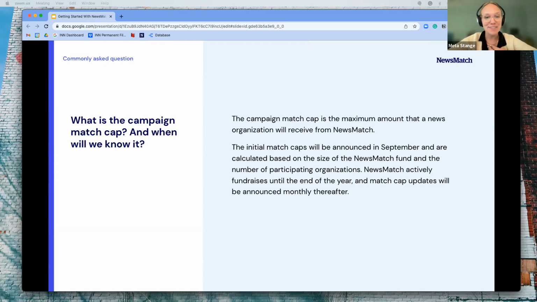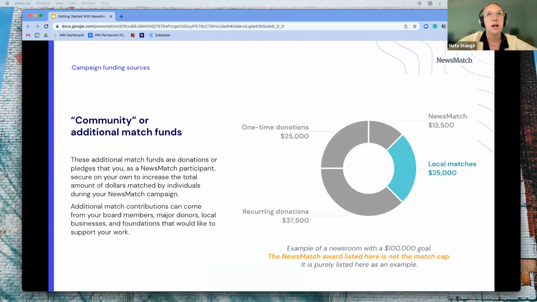While I think more money for your organization is always a good thing, we've also heard that it can sometimes be challenging to pivot and message those additional goals as the match cap increases. So we'll have resources available to support you in updating your messaging and one-on-one coaching to help fine-tune that campaign messaging as we go through the year. I'll pause there and see if anybody has questions. You can feel free to drop them in the chat.